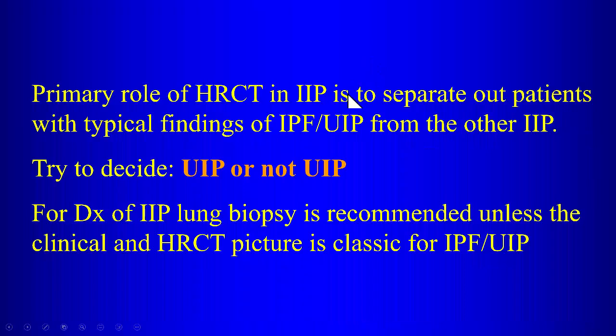Now, the primary role for high-risk CT in the idiopathic interstitial pneumonias, we want to separate out the patients with typical findings of UIP or idiopathic pulmonary fibrosis from the other idiopathic interstitial pneumonias. So basically, we're trying to decide, are the findings typical of UIP or not typical of UIP?